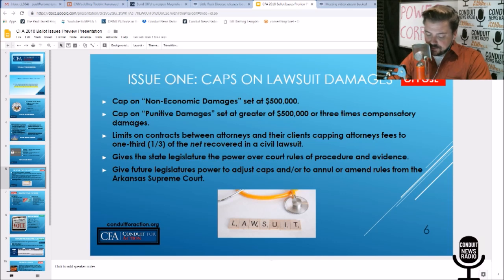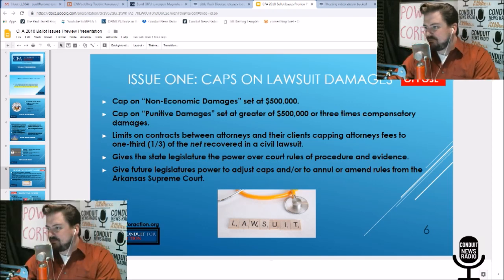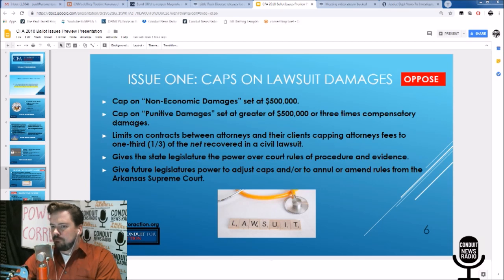Limits on contracts between attorneys and their clients, capping attorneys' fees to 1/3 of the net recovered in a civil lawsuit, which is ridiculous. This flies in the face of the right to contract. It's basically an income cap. Barack Obama said, I do think there's a point where you've made too much money. Okay? I mean, come on. This is America. It's still America for lawyers or attorneys, just like it's America for other people. Sky's the limit, okay? Profit's not a dirty word.